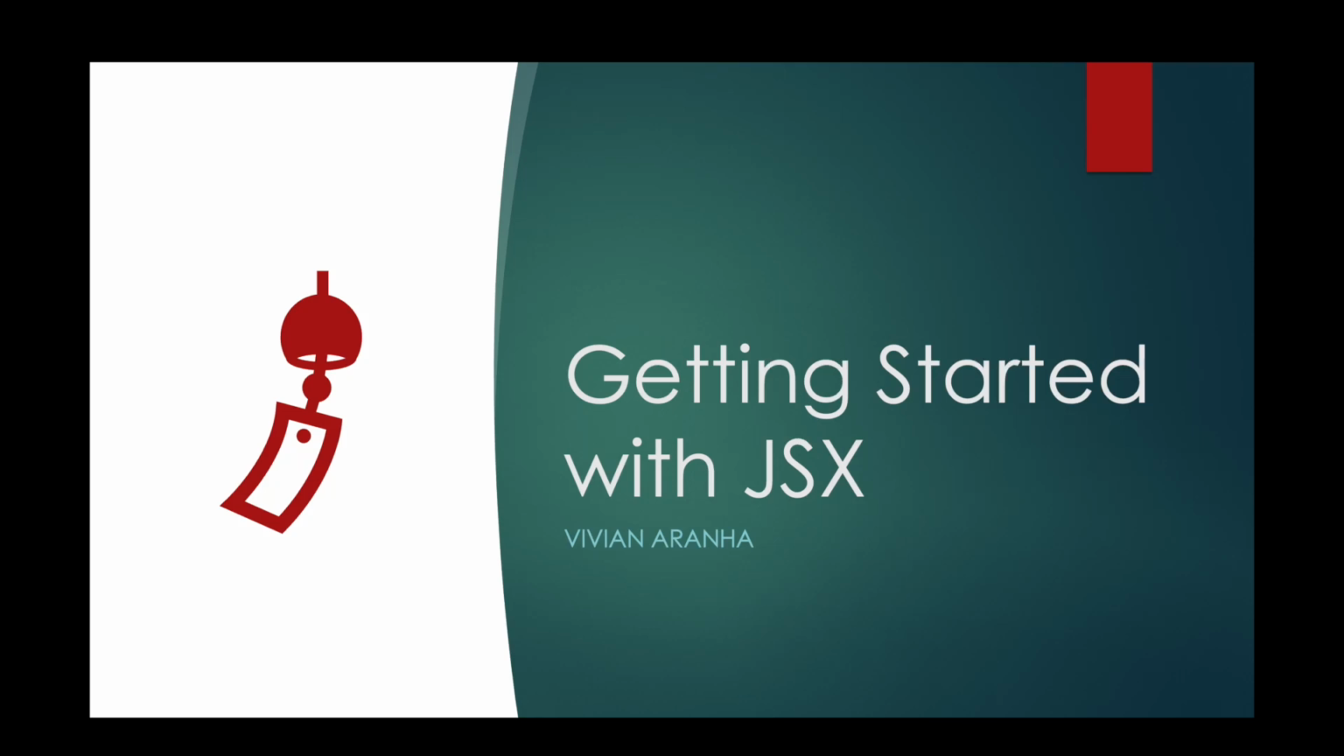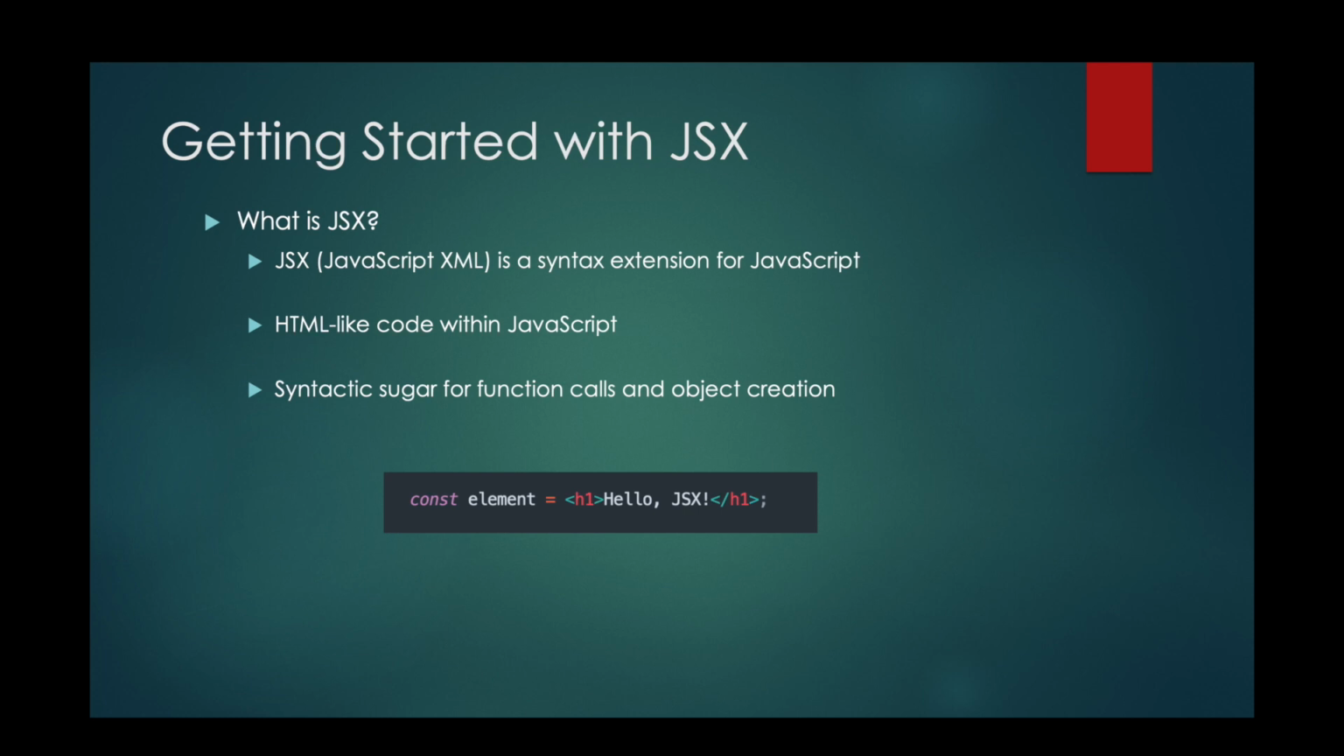Getting started with JSX. What is JSX? JSX, also called JavaScript XML, is a syntax extension for JavaScript, commonly used with React. It allows developers to write HTML-like code with JavaScript, making it easier to describe the structure of UI components. JSX is not a separate language, it's just syntactic sugar for function calls and object creation.